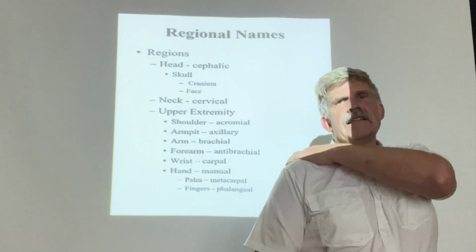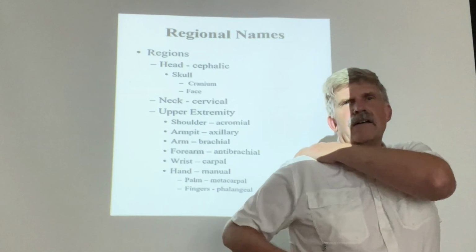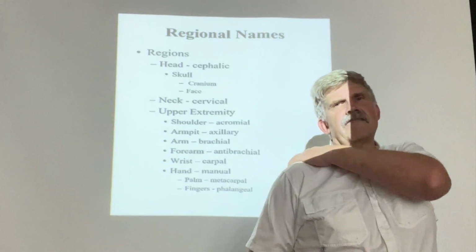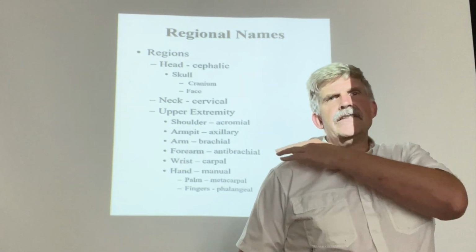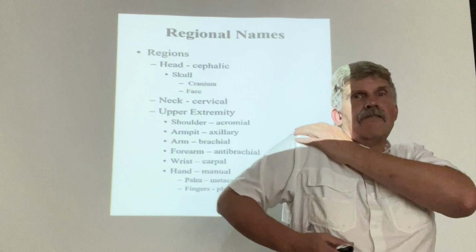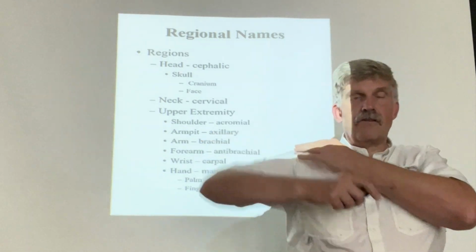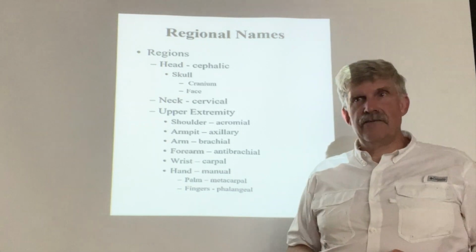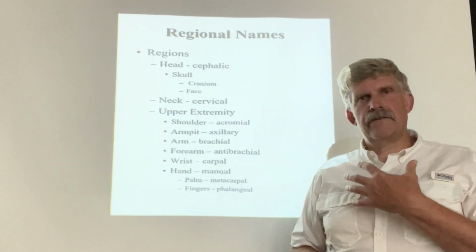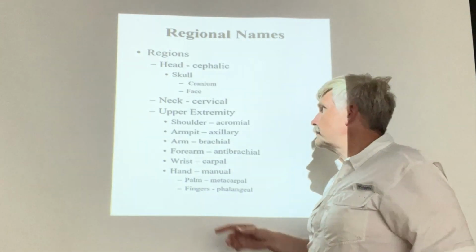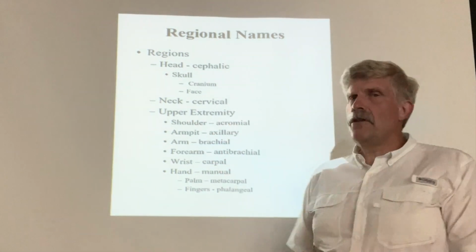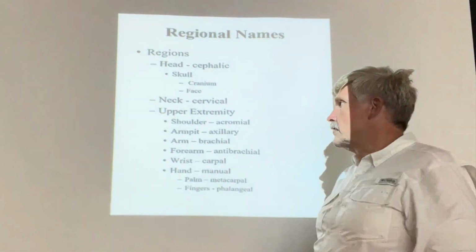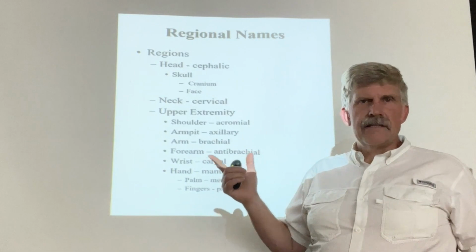The scapula is held to the body by a very large complex of muscles that attach it. So it's really free floating on your back, and this gives you great mobility, but the scapula is not attached very securely to the skeleton itself. So the acromial area here, that's going to be the shoulder. The armpit is the common name.